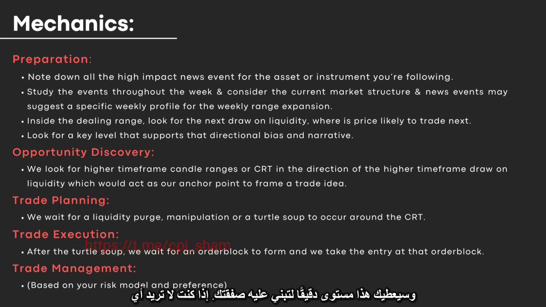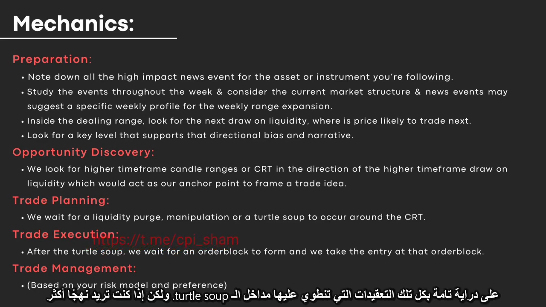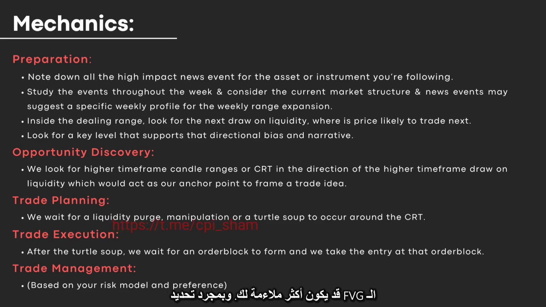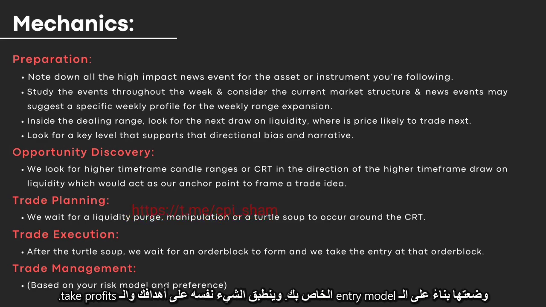If you don't want any confirmation entry, then you can straight away take a turtle soup entry, but for that you need to be fully aware of all of those complexities that turtle soup entries have. But if you want a more mechanical and a systematic approach, then confirmation entries like order block entry or FVG or fair value gap entries might be more suitable for you. And once you've identified your entry point, right, the next thing that you're going to do is set your stop loss and target. You're going to set your stop loss based on the protocols and guidelines that you have based on your entry model. And the same goes for your targets and take profits.